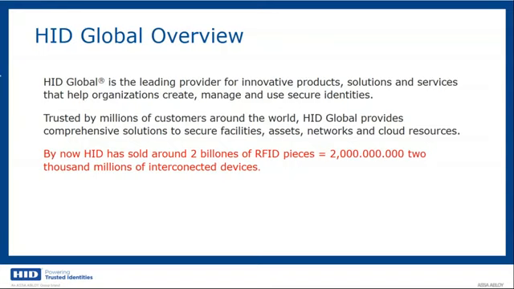One thing that is really important to get from this slide is that we do not only provide identities, we provide secure identities, okay? So we can say that we have sold more than 2 billion RFID pieces, but also those pieces are trusted by millions of customers around the world to use them in their facilities to help them secure their facilities, their assets, their networks, and also right now their cloud resources, okay?